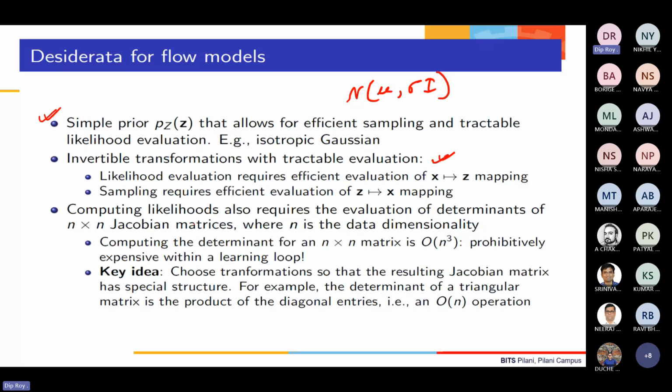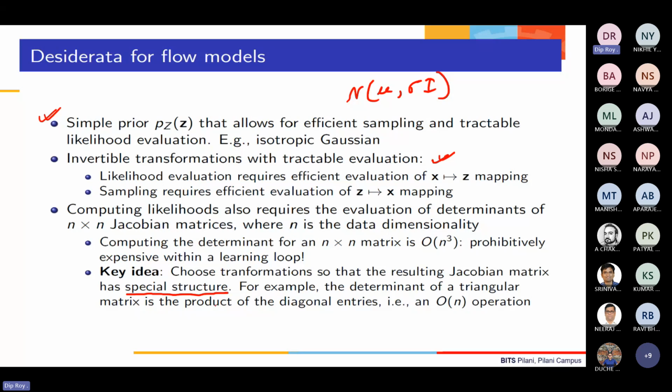Computing the likelihood also requires the evaluation of the determinant of an n by n Jacobian matrix. Jacobian matrices are typically n by n, right? So if you have n dimensions, it will be an n by n Jacobian matrix. Even if you have 100 dimensions, it is going to be a 100 by 100 Jacobian matrix, which is quite big, and it is computationally very expensive to calculate. So can we use some trick here? The trick is that we need to come up with a special structure of the Jacobian matrix that will help us reduce the computation.